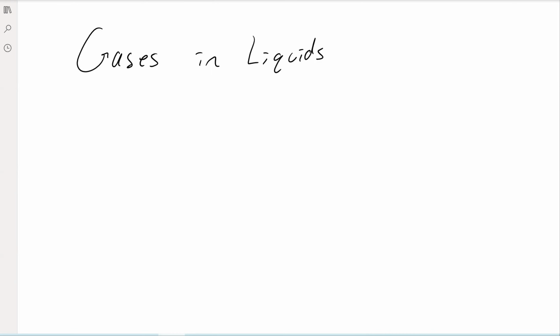All right, then finally we have gases in liquids. They behave differently than solids in liquids. So the most popular example of gases in liquids we can think about is soda or beer or any sparkling water.